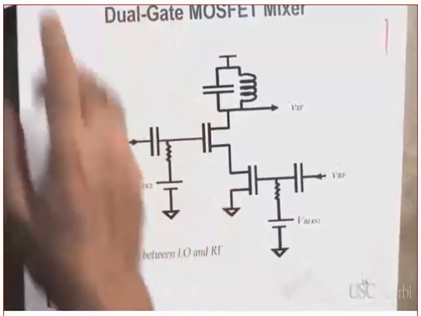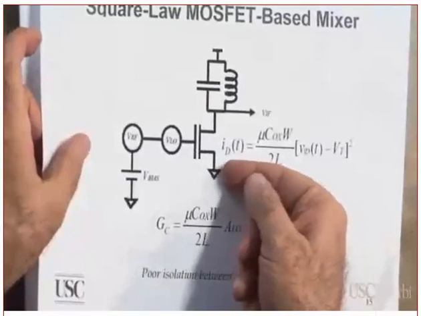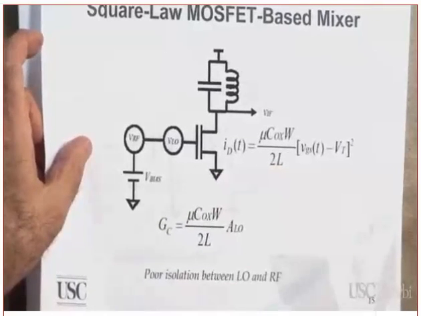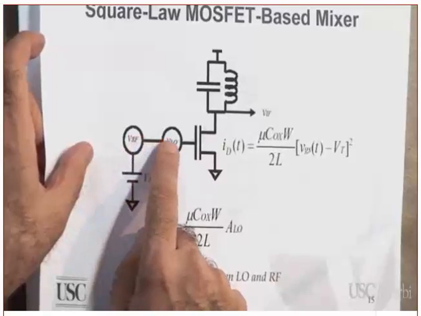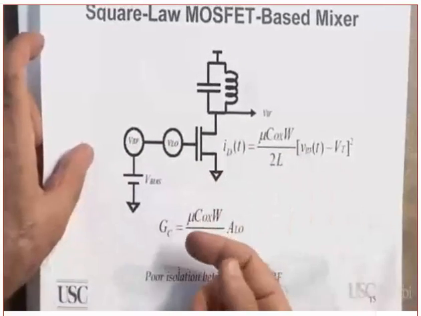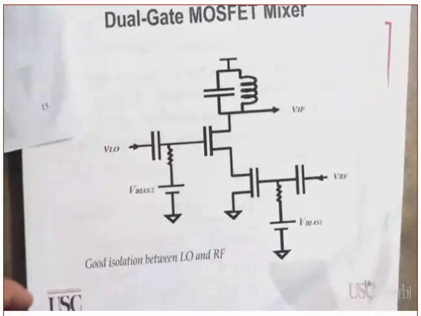Did you get my point or not? By the way, let me ask you a question. Can you input also the VLO here directly, in other words, without using another transistor? It's the same transistor, but you apply the RF to the gate and the LO to the source. Can you do it? Yes or no? But this one is better. Why? Because this one you do have 2 transistors.